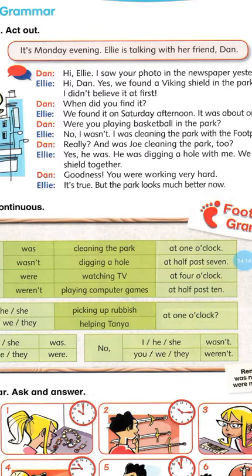Were you playing basketball in the park? As you see, was or were, and then the subject, which is you, and then the verb with ing, which is play. And the answer: no, and then the subject, and then wasn't. No, I wasn't. Okay, let's move to the past continuous WH question.